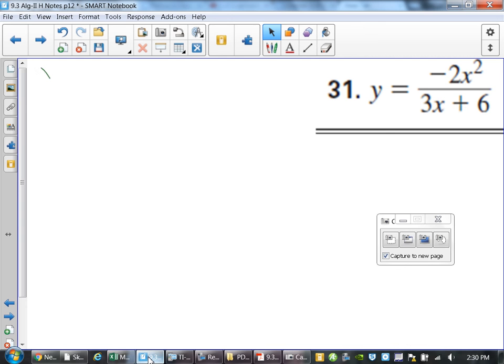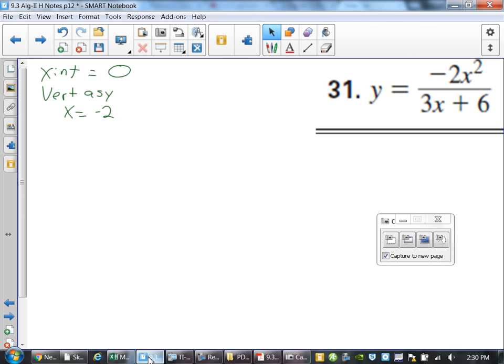X-intercept. Is that 0? 2x squared equals 0, therefore x is 0. Vertical asymptote is x equals -2.